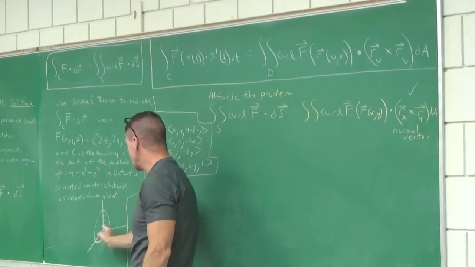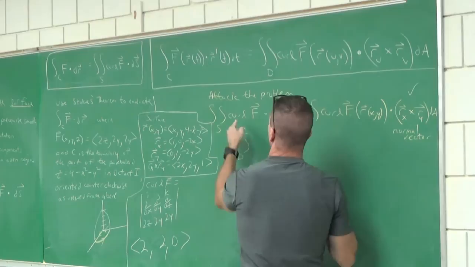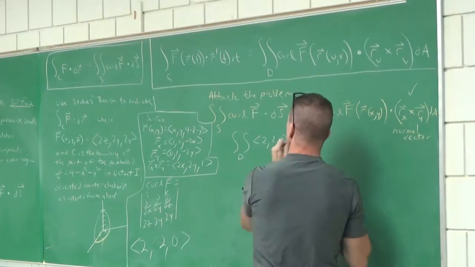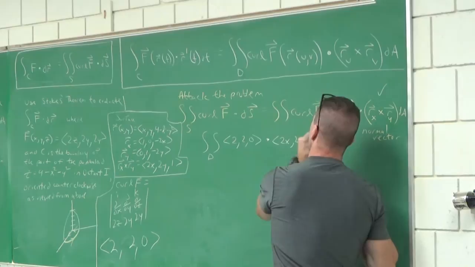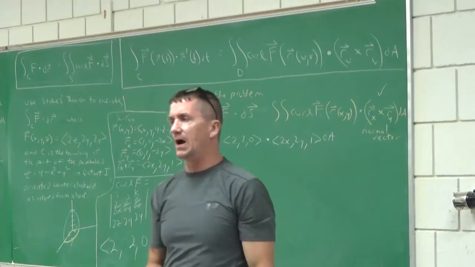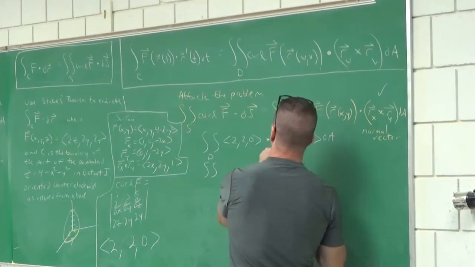So I'm going to set this up. This is region D. Put the curl of f: 2, 2, 0. Dot product. Normal vector: 2x, 2y, 1. Then we'll determine whether to go dy dx, dx dy, or go polar. What's the dot product? 4x plus 4y plus 0.